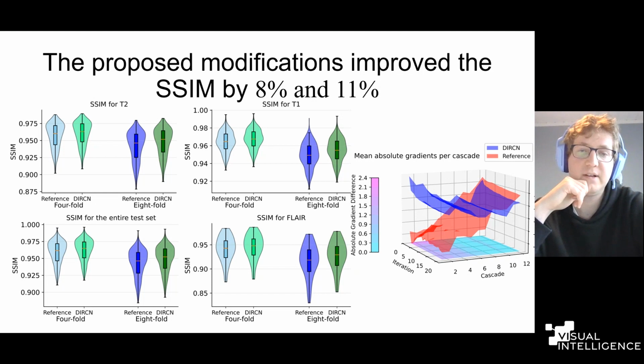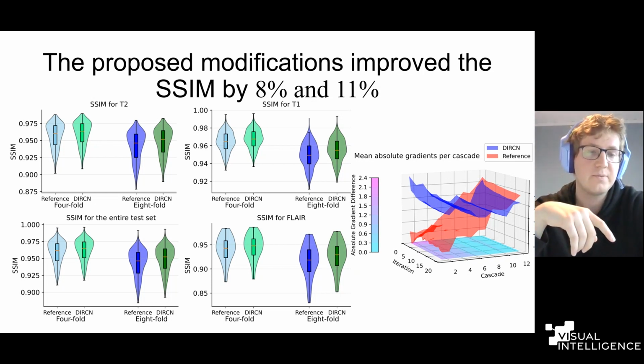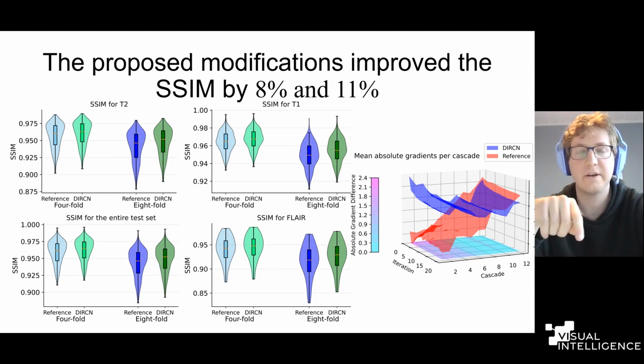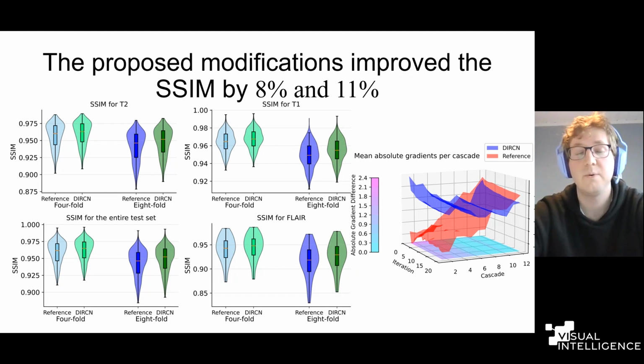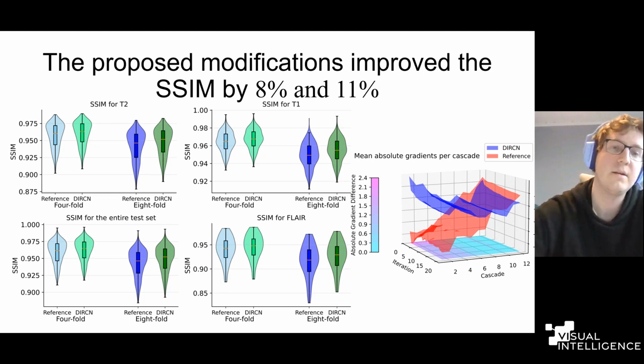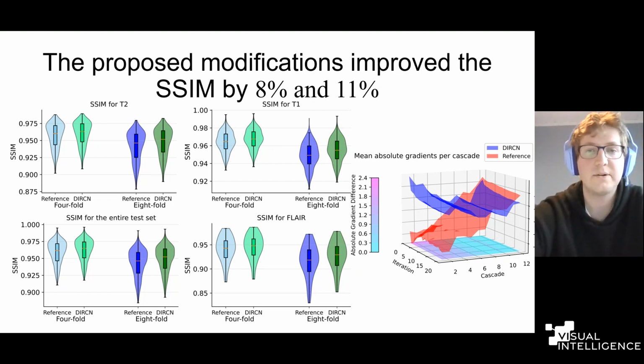But for every type of sequence that they had, there was an improvement, as you can see in the violin plots, where the leftmost violin plot is for the reference model, and the right counterpart is the proposed model. We dubbed it the densely interconnected residual cascading network, for lack of a better name. And yeah, it just generally did better for all types of sequences and for both acceleration factors.